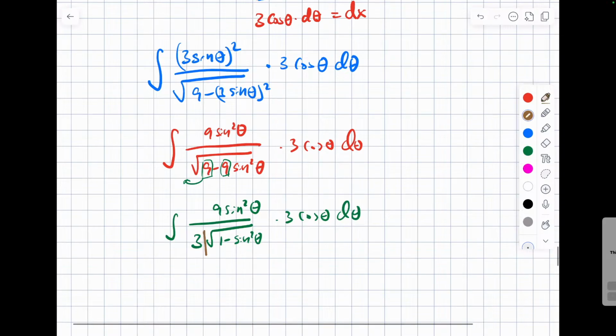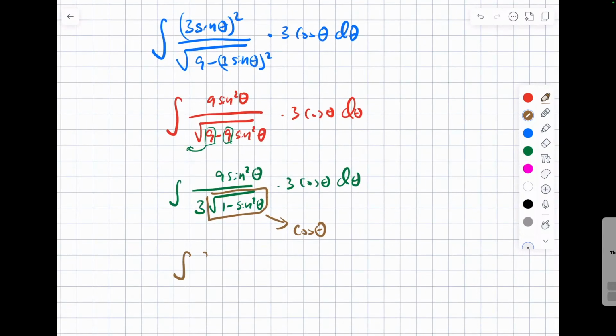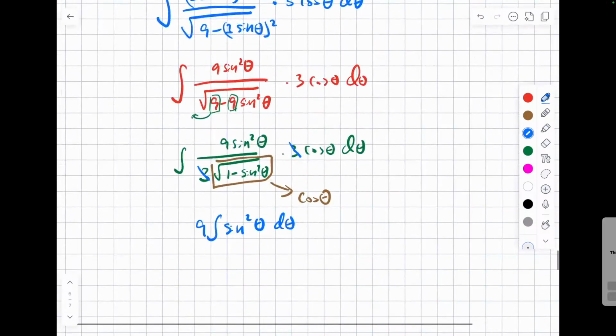Now, what do you see? This is just a cosine theta, right? Because the square root of cosine squared theta is going to cancel out. So that's going to be 9. This 3 is going to cancel out, 3 cancel out, and this ends up canceling out, right? So it'll be 9 sine squared theta. So can I just say 9 this d theta? Okay, everything comes out pretty nice.